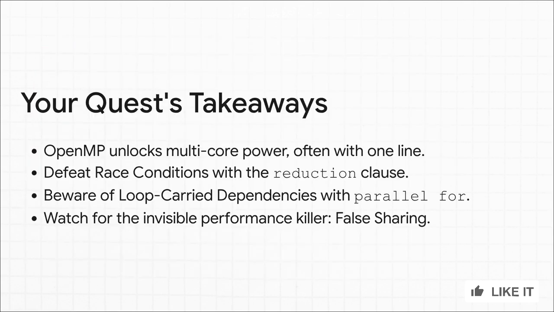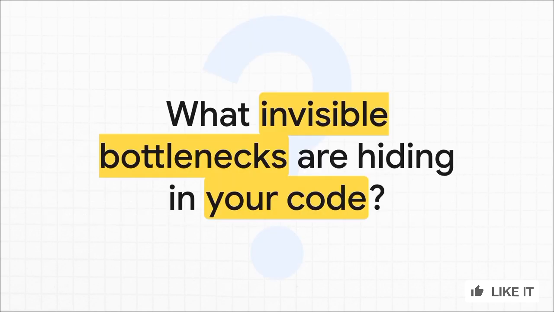So, let's recap our little programming quest here. We've seen that OpenMP can give you some incredible power, a lot of times with just a single line of code. We learned how to beat that race condition monster with the super elegant reduction clause. We know to watch out for the parallel for trap, those pesky loop-carried dependencies. And finally, we unmasked the invisible final boss, false sharing, which is all about how your data is laid out in memory. And that kind of leaves us with one final thought.